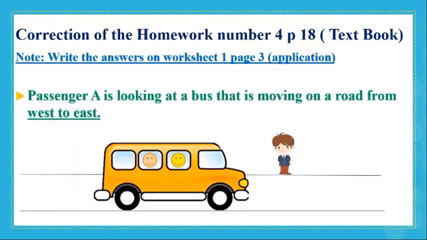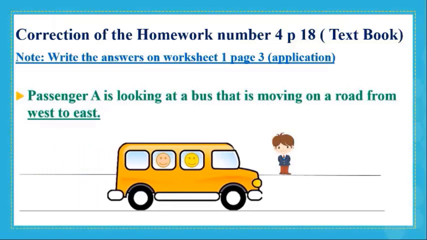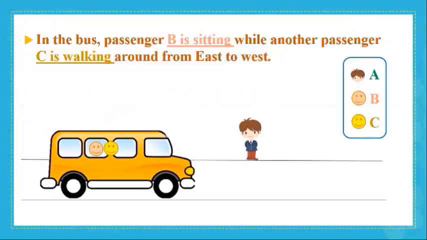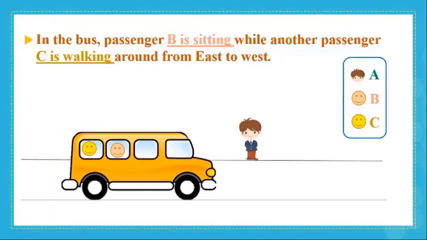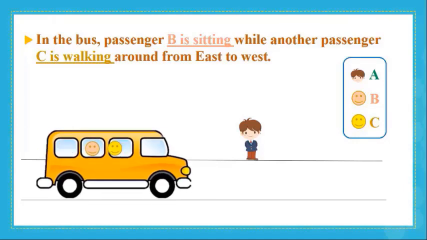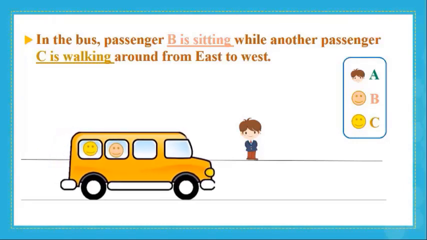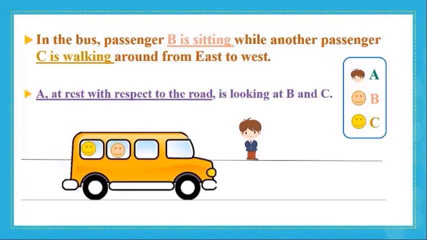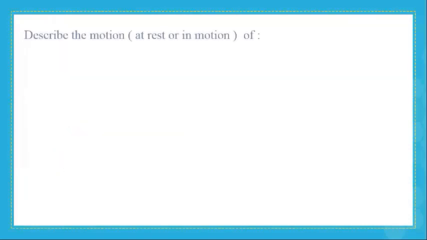Passenger A is looking at a bus that is moving on a road from west to east. In the bus, passenger B is sitting while another passenger C is walking around from east to west. A, at rest with respect to the road, is looking at B and C. The question is to describe the motion.